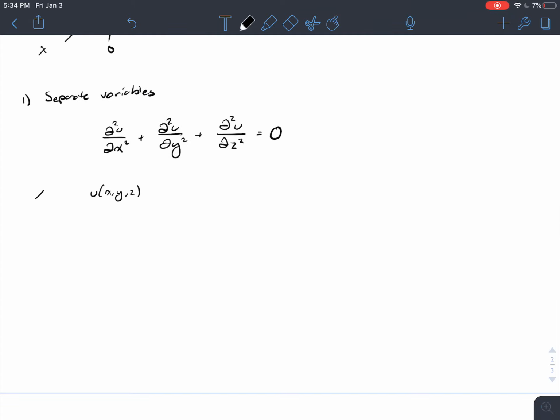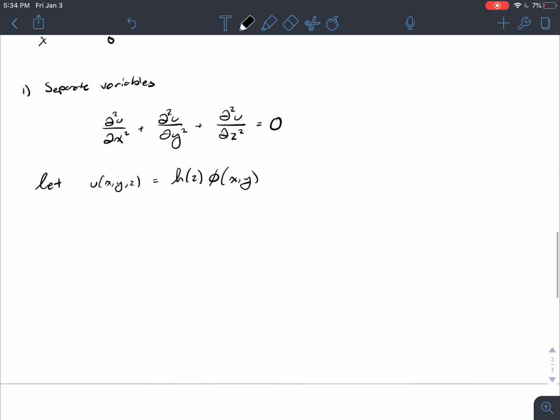So what I'm going to do first is define u of x, y, z to be equal to h of z times phi of x, y. Okay, so now if we plug this into the PDE right here, what we find is that the Laplacian of phi in x, y, so this is my notation here to save space and time, is equal to negative 1 over h, d squared h dz squared.